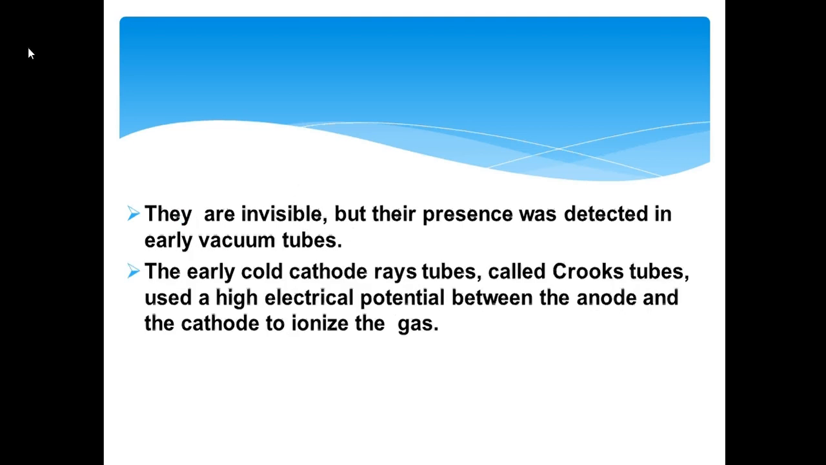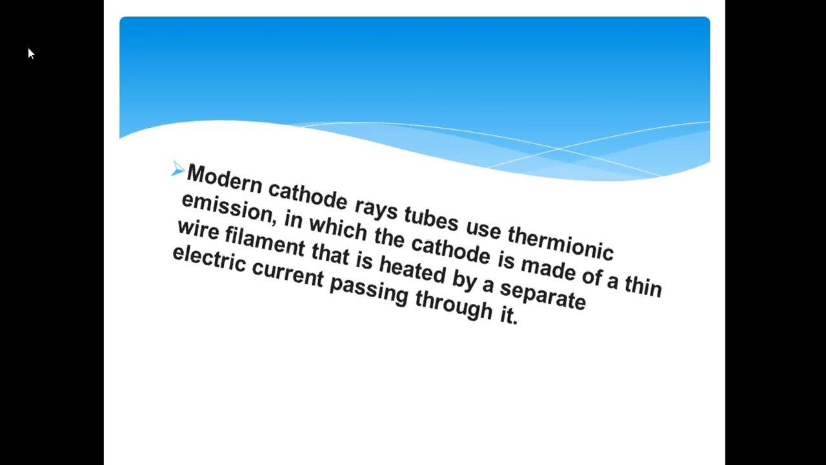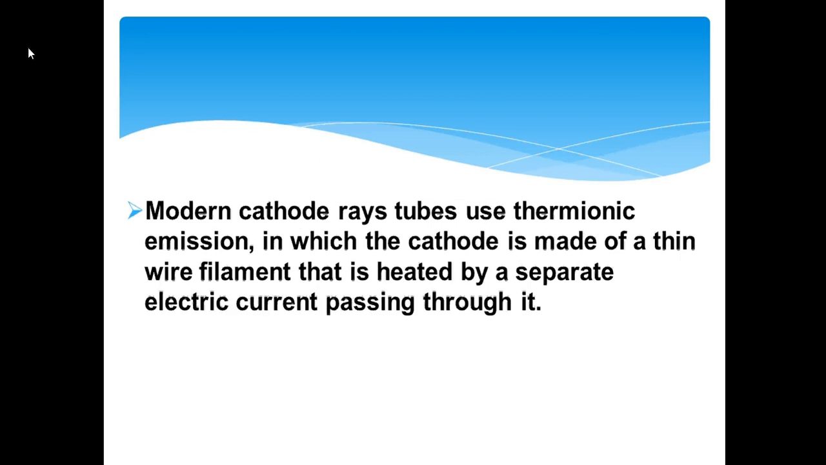The early cold cathode rays tube, called Crookes tubes, used a high electrical potential between the anode and the cathode to ionize the gas. Modern cathode rays tube use thermionic emission, in which the cathode is made of a thin wire filament that is heated by a separate electric current passing through it.